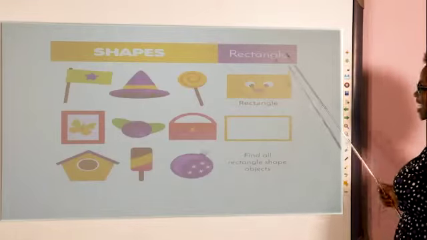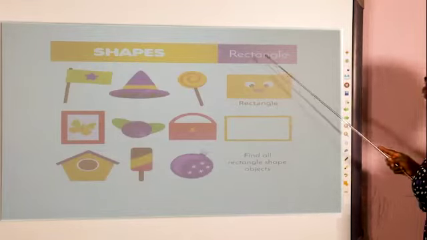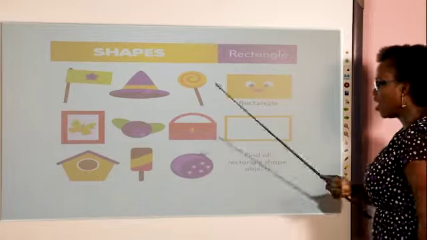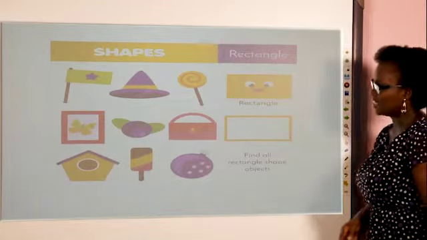We have rectangle. Everybody say it. Rectangle. Now let's identify all the shapes that are rectangular. What's this?